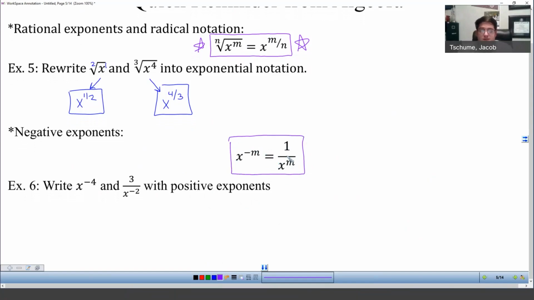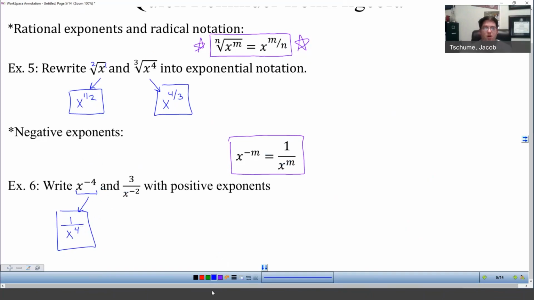Now, this also works a different direction as we're going to see down here, but let's go over both examples. I would like you to write x to the negative fourth and 3 over x to the negative 2 with positive exponents. So x to the negative 4 actually matches the rule right here. If you have x to a negative power, you can write that as 1 over x to its positive power.